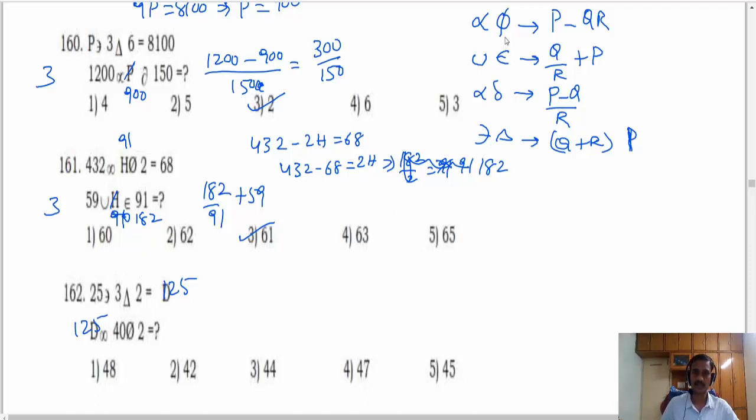Now it is 125, which comes under this category. Now the first one, P minus Q into R. 125 minus 40 into 2, which is 80. Now the difference is how much? 45, choice 5. 162 is choice 5.